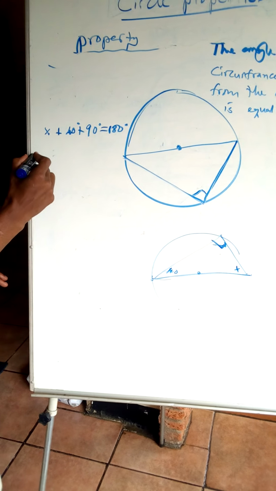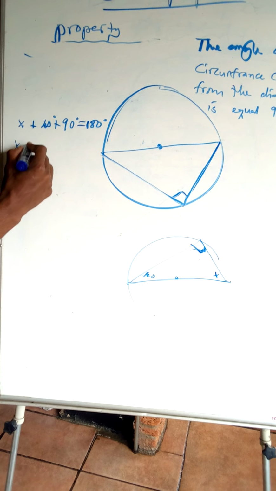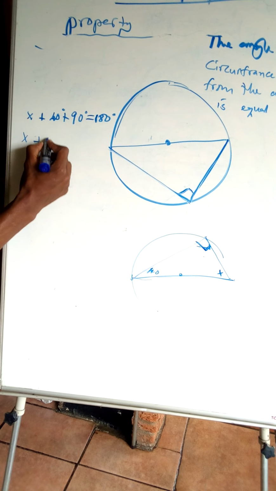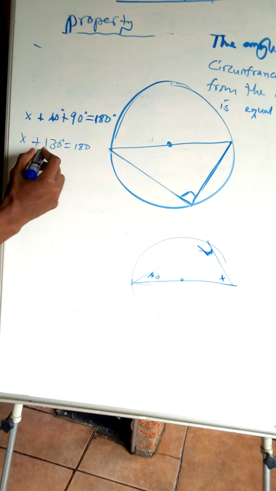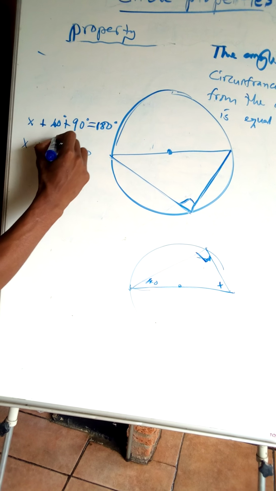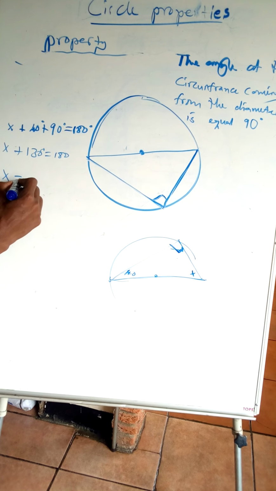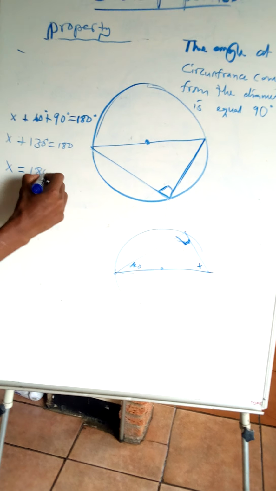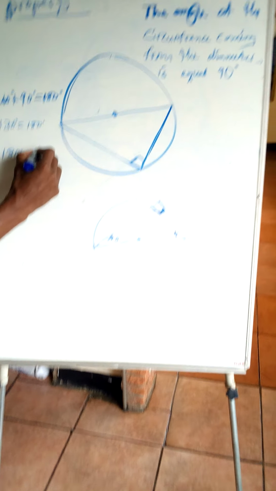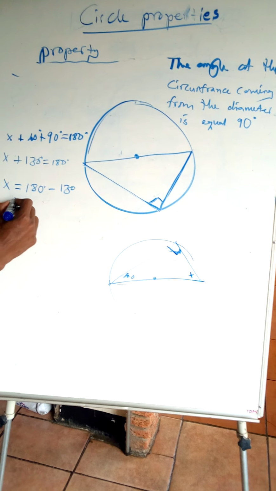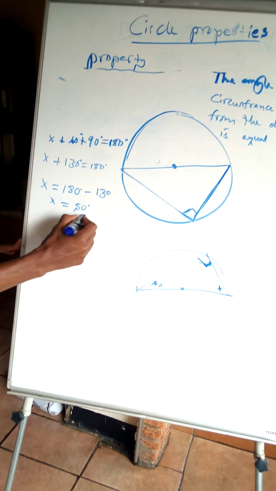So if we add these angles, we have X plus 40 plus 90, that is 130 degrees, equals 180 degrees. Therefore, this 130 goes to the other side. We remain with X is equal to 180 degrees minus 130 degrees. Therefore, our X is 50 degrees.